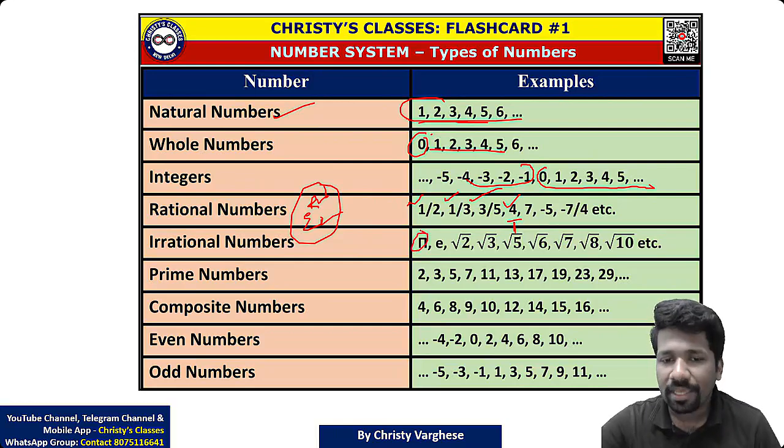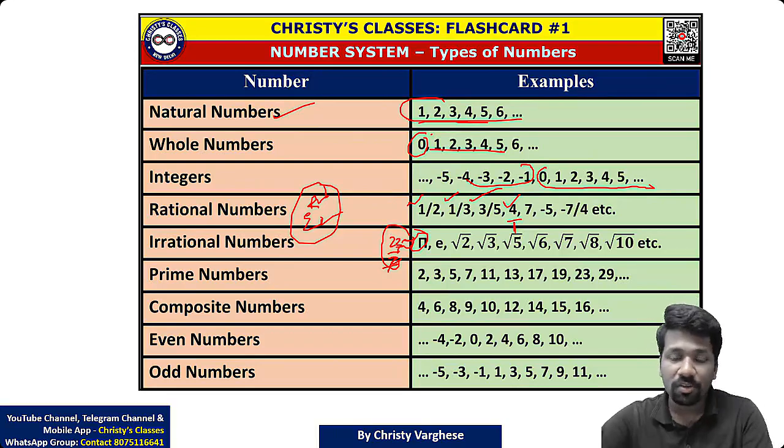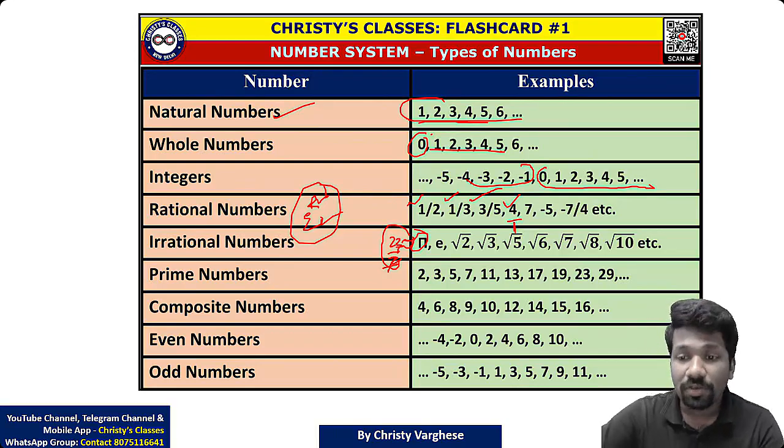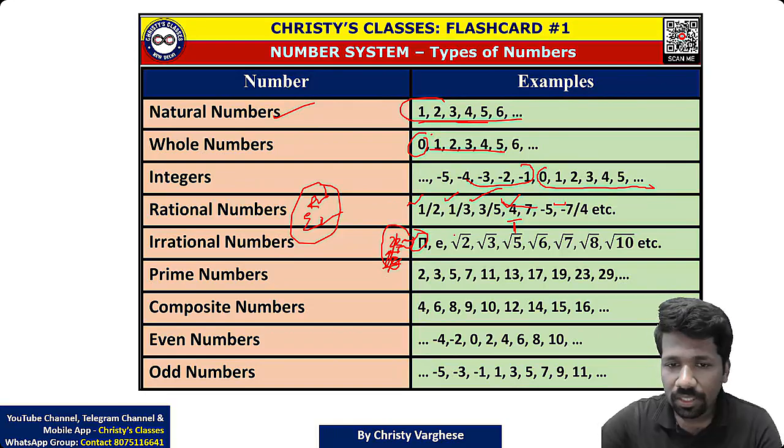For example, pi is irrational because pi cannot be written in p by q form. Then what is 22 by 7? That is an approximate value only. 22 and 7 are integers, so 22 by 7 is rational. 22 by 7 is not irrational, 22 by 7 is rational. So 22 by 7 is just a rational approximation of pi, not the exact value of pi. So that is why pi is irrational. E is irrational because pi is irrational.